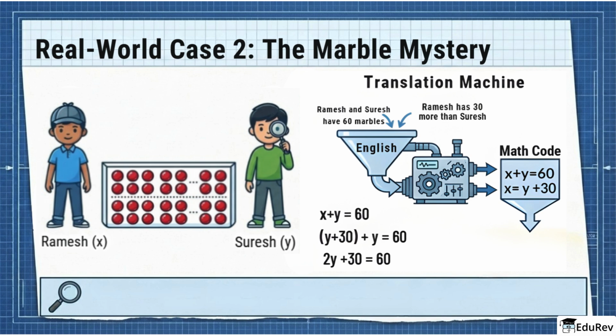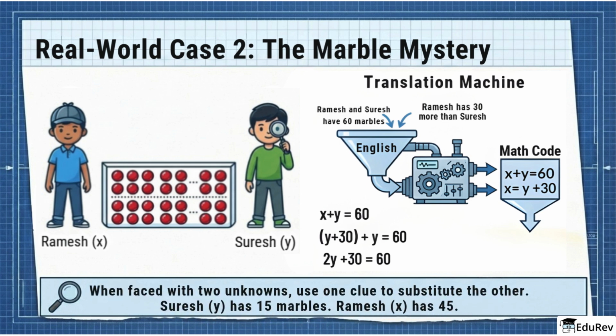2y plus 30 equals 60. On solving, we get y equals 15. Now put that back into x equals y plus 30. So, x equals 15 plus 30 equals 45. So finally, Suresh has 15 marbles and Ramesh has 45 marbles. This shows when two unknowns appear, one clue can help us find the other.